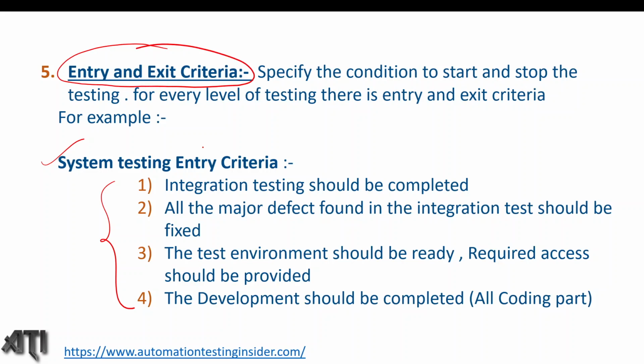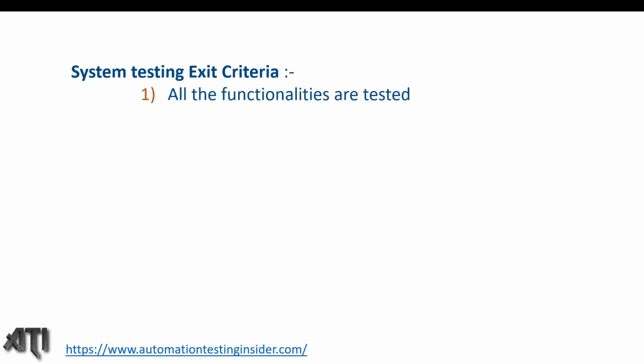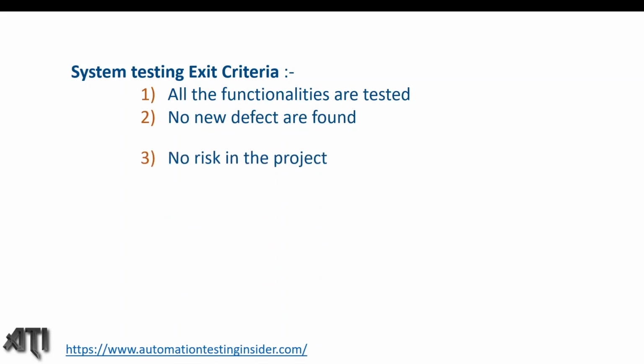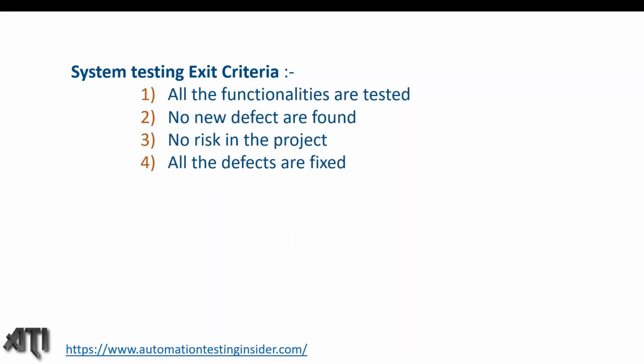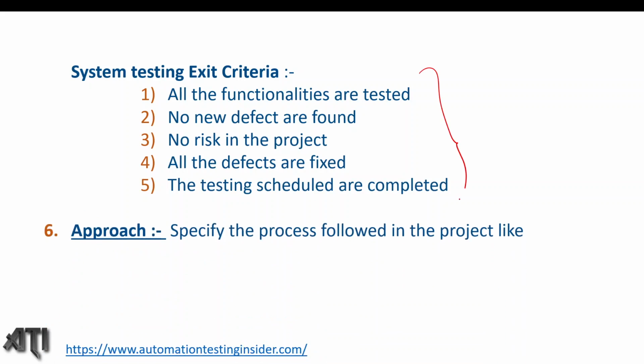Now, this is the entry criteria. Now let's talk about exit criteria. All the functionalities are tested. No new defects are found. No risk in the project. All the defects are fixed. The testing schedule is completed. So these are the exit criteria. Once all these criteria are satisfied, then we can go for further testing. So this is the exit criteria in system testing.